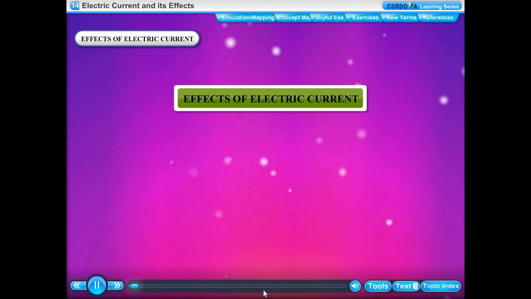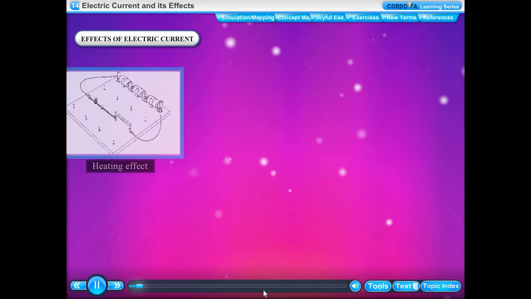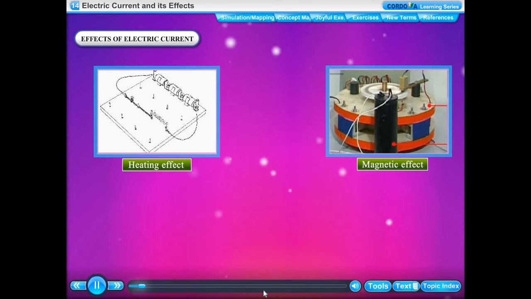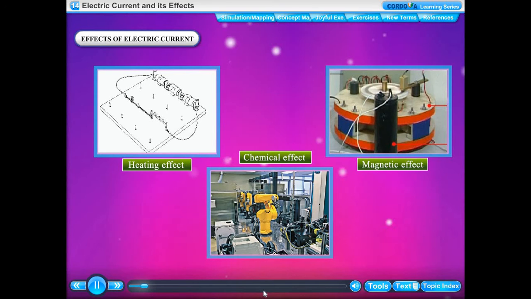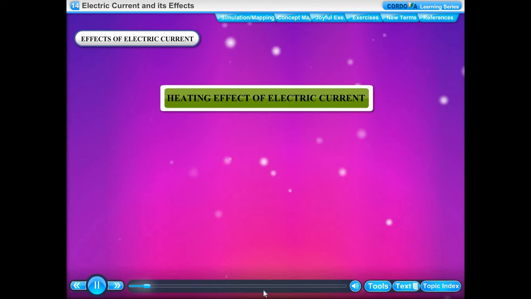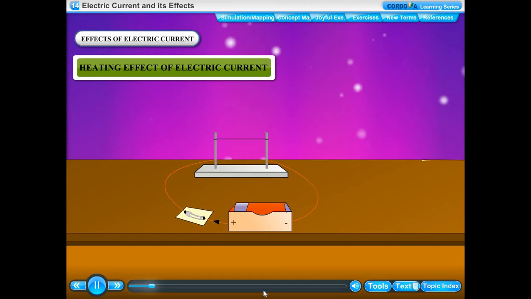Effects of electric current. An electric current can produce three effects: heating effect, magnetic effect and chemical effect. Heating effect of electric current. When an electric current is passed through a high resistance wire like nichrome wire, the wire becomes hot and produces heat. This is called the heating effect of current.